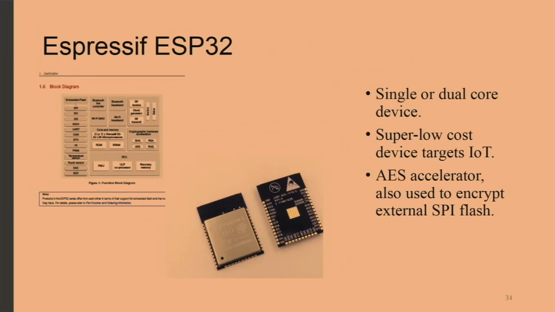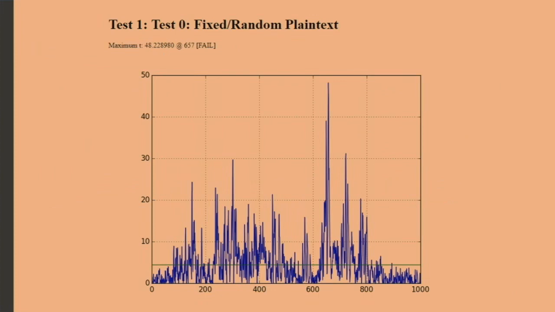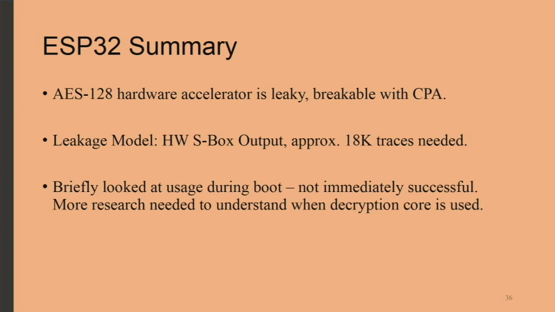The next device, Espressif ESP32. It's a really low-cost device. Has a lot of stuff in it for the cost. It's crazy. It has an AES accelerator anyway that can be used to decrypt external SPI flash to load data in as it's coming in. So this one just shows it was suggesting it indeed was going to be breakable, and it saw a Hamming weight of the S-box output, so relatively common leakage model. In this case, about 18,000 traces are needed to break.